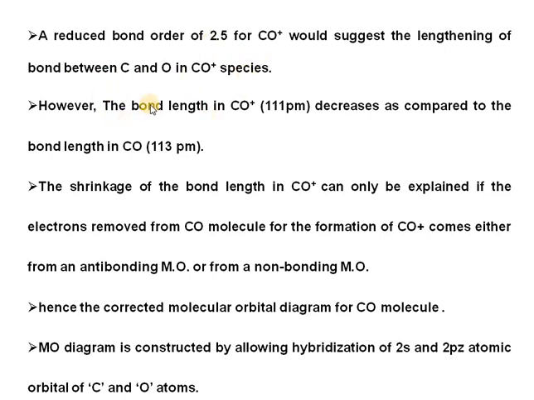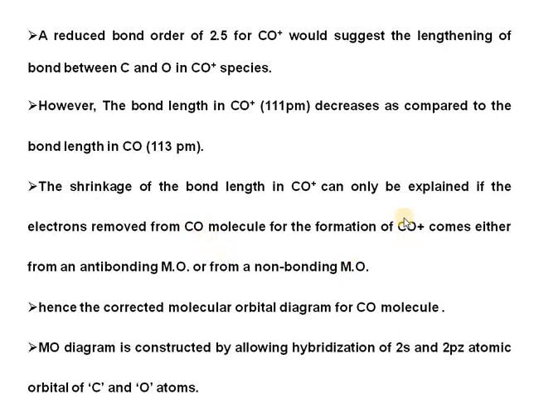However, the bond length of the CO plus ion is found to be 111 picometer, which decreases compared to the bond length of carbon monoxide, which is 113 picometer. This shrinkage of the bond length in CO plus can only be explained if the electron is removed from the carbon monoxide molecule.